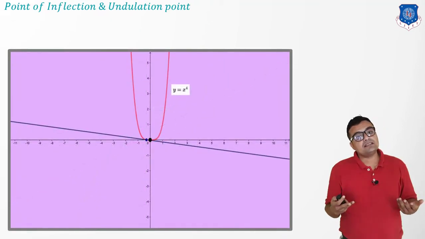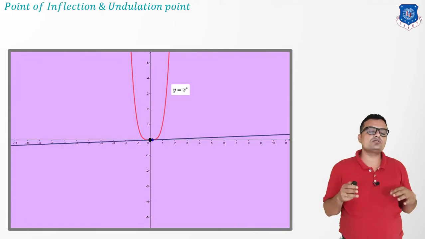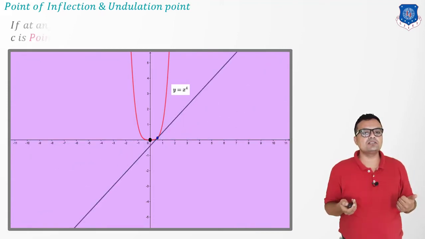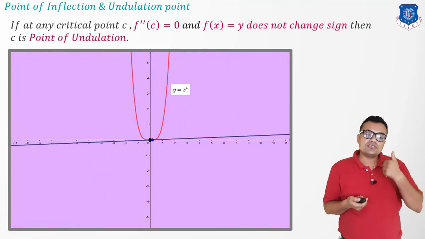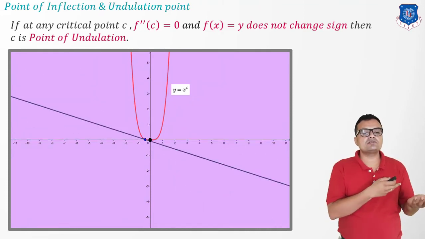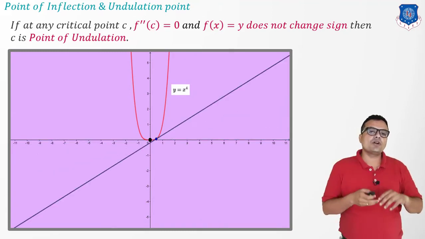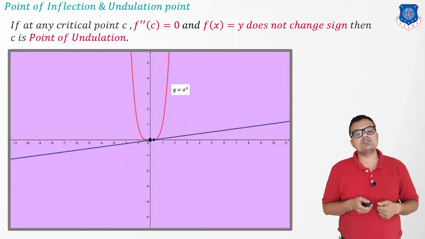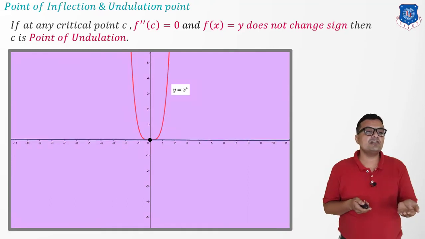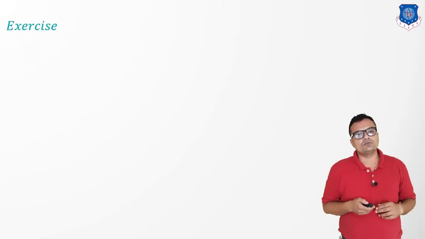The other case is the undulation point. Now if you look carefully, in x raised to 4 also the double derivative is 0, the test is inconclusive, but here the function is not changing its sign, whereas in the previous case the function was moving from negative to positive value. So at this point where the double derivative is 0 and the function is not changing its sign, that point is known as an undulation point.